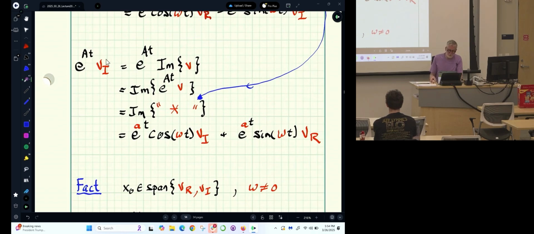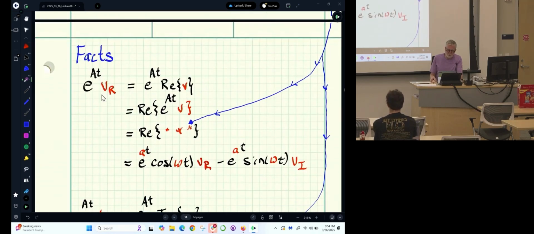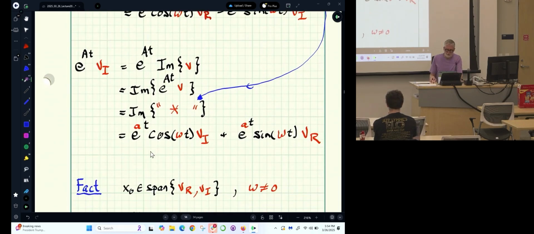But what it says is if you initialize with anything that's a linear combination of either the real part of the vector or the imaginary part, it evolves in a two-dimensional subspace in R^n. Vi and Vr are two linearly independent vectors. They give you a two-dimensional subspace in R^n. And the solution is oscillating with this frequency. It's expanding or contracting depending upon the sign of a. If a is negative, so the eigenvalue has a negative real part, this goes away. And you've got stability.